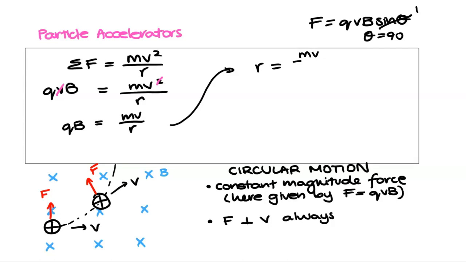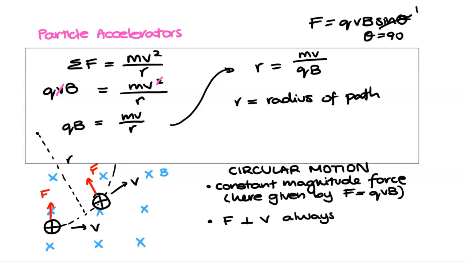So that's going to be mv on QB. So this equation here gives the radius r of the path. And when I'm talking about that, I'm talking about the center of this circle, that radius that we're talking about here. So radius of path of charge, and that's got to be in meters.